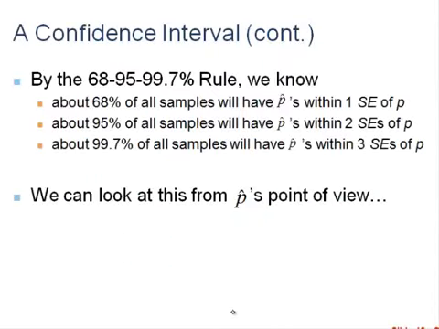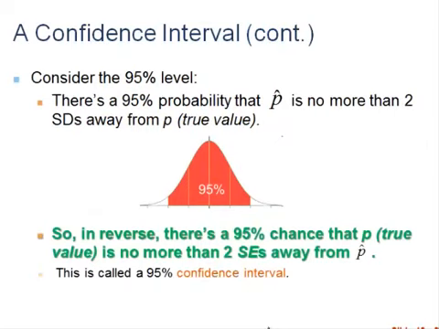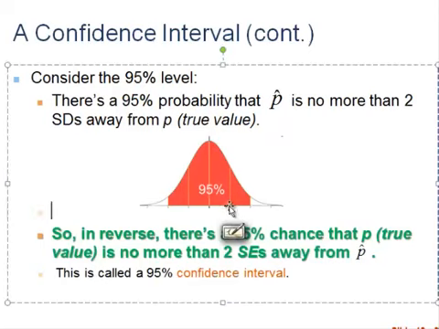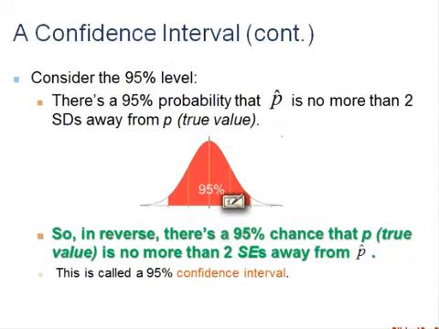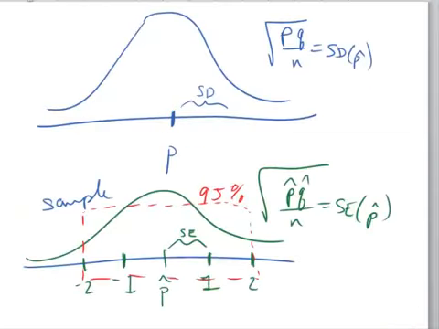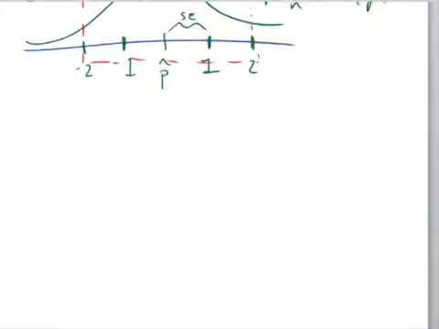That's what this is saying. This is saying there's a 95% probability that p hat is no more than 2 standard deviations away from p, the true value. So if you were to think about this being the true value right here, the true p, our p hat should not be that far off. So what we're saying is, okay, if p hat should not be that far off, then p should not be that far off either. Again, let's go back to a picture down here.